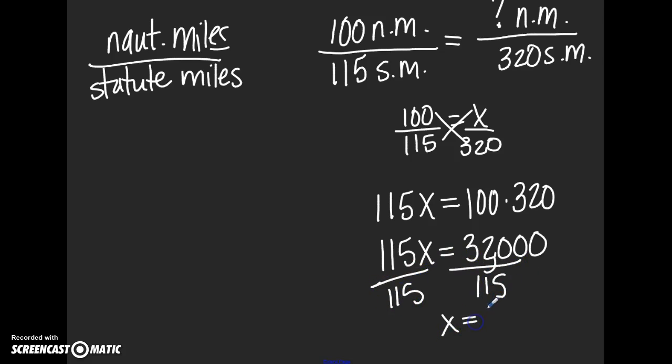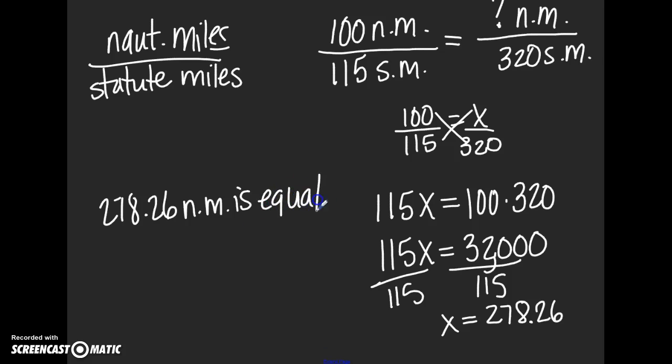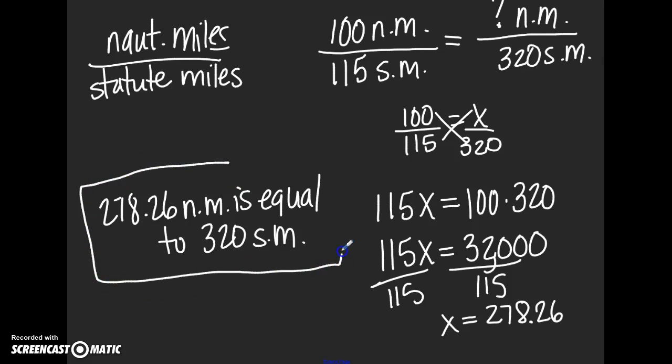So x equals 278.26. Okay, so my final answer would be 278.26 nautical miles is equal to 320 statute miles. So 278.26 miles on the ocean would be equal to about 320 miles on land.